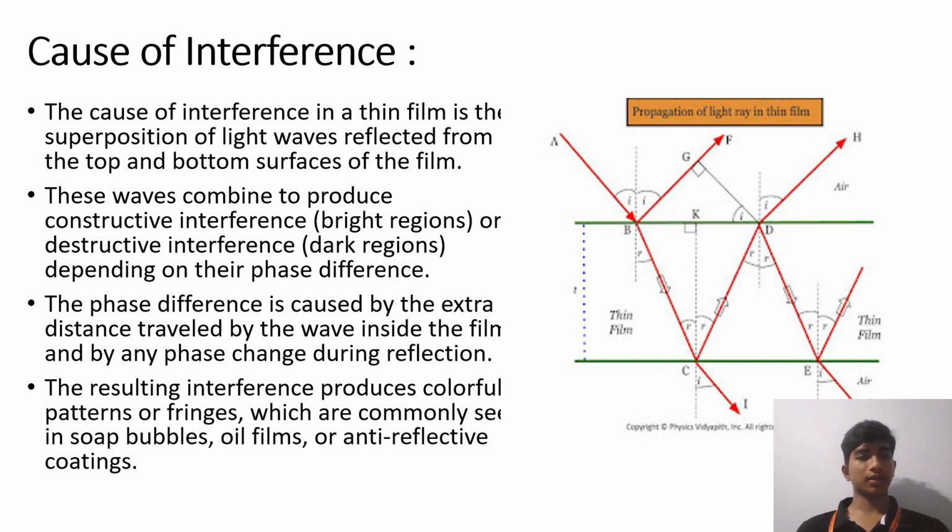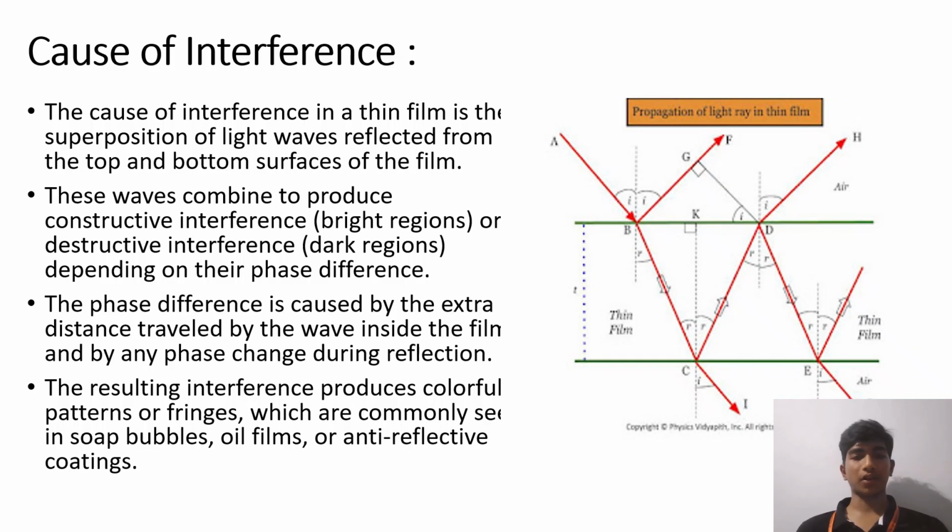Let us discuss the cause of interference. The cause of interference in a thin film is the superposition of light waves reflected from the top and bottom surfaces of the film. These waves combine to produce constructive interference or destructive interference depending on their phase difference.